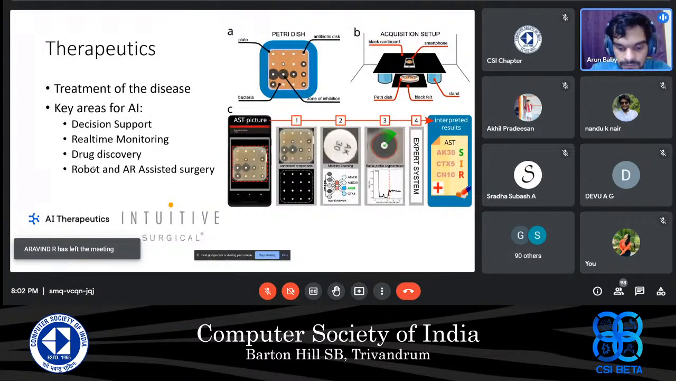robots can be empowered with AI technologies to improve surgical procedures. One of the most famous and most popular robots used in surgery is the Da Vinci robot, which is developed by Intuitive Surgical, which is right now researching implementing vision-based and other AI techniques into the robot's features. So that's it for the therapeutics.